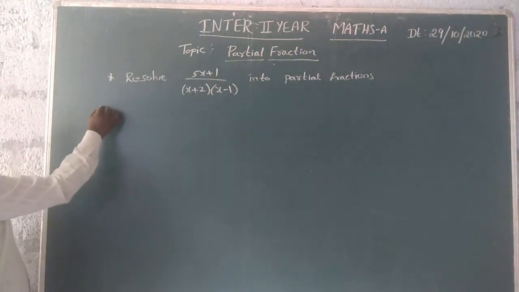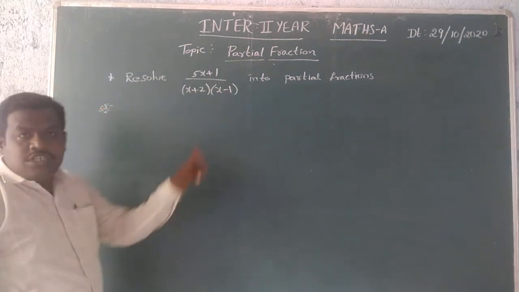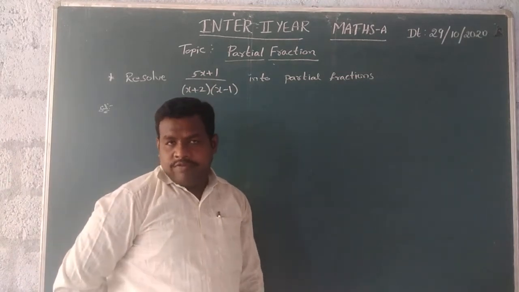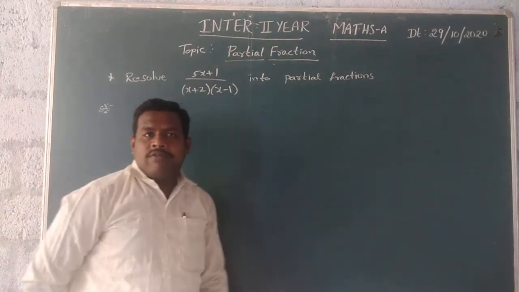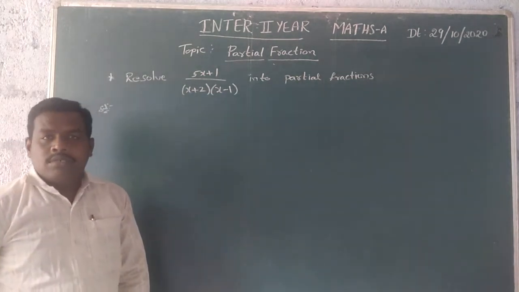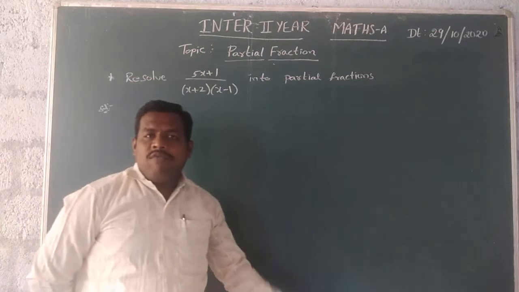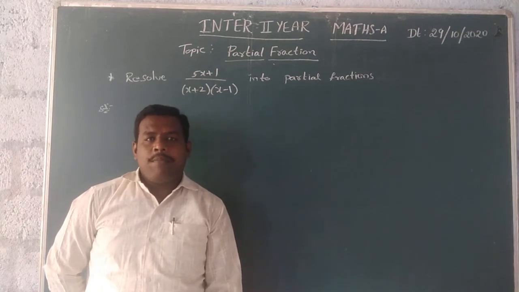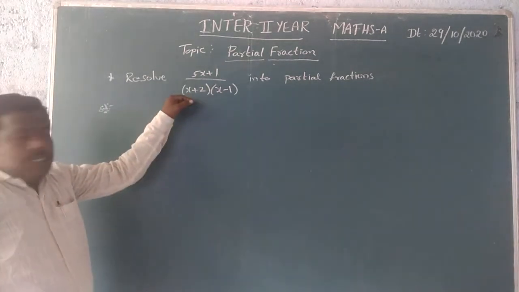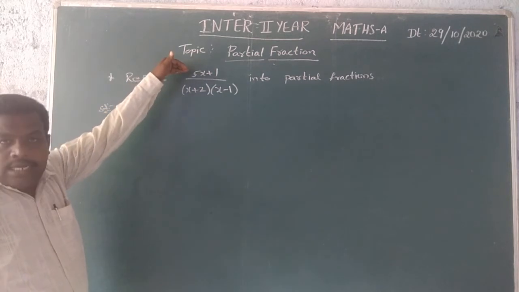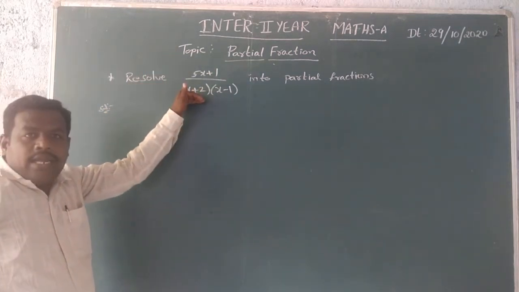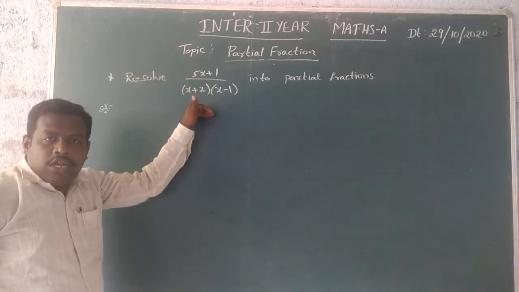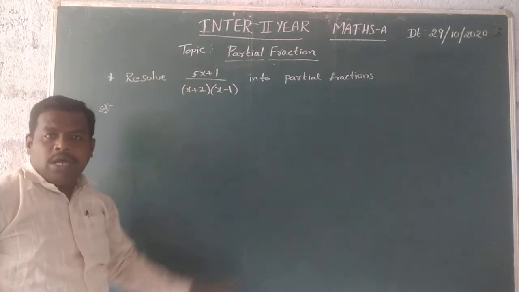What is the given fraction? Here the given fraction is proper or improper? What is the meaning of proper? We already discussed proper and improper fractions. Proper fraction means the degree of f of x is always less than the degree of g of x. In this case, the degree of the numerator is 1 and the degree of the denominator is 2, so this fraction is called a proper fraction.